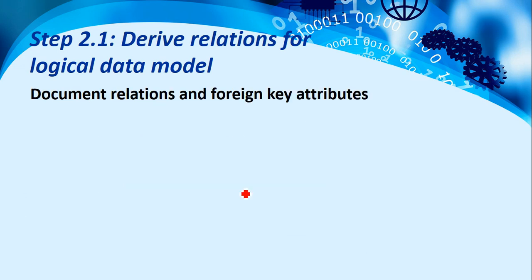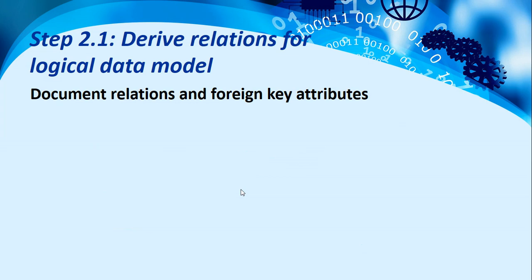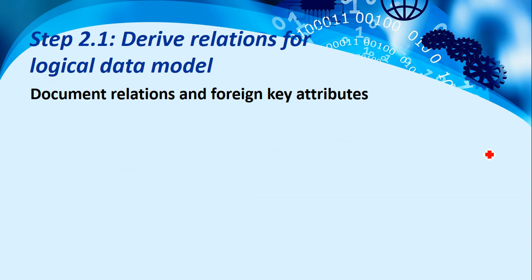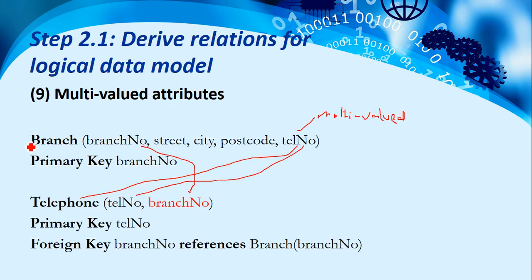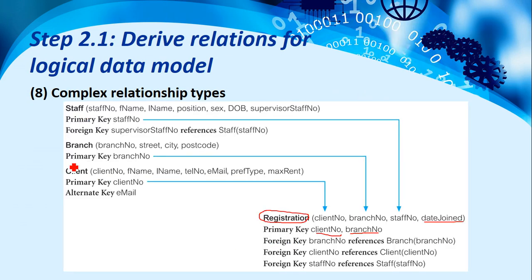And I guess this is the last portion. So let's say you're done with everything. So you're going to document the relations and foreign key attributes. So at the end of the 2.1, let's say naubos mo na lahat ng mga relations sa conceptual data model mo. So you're going to document the composition of the relations derived for the logical data model using the DBDL. By the way, ito DBDL ang tawag niyan.